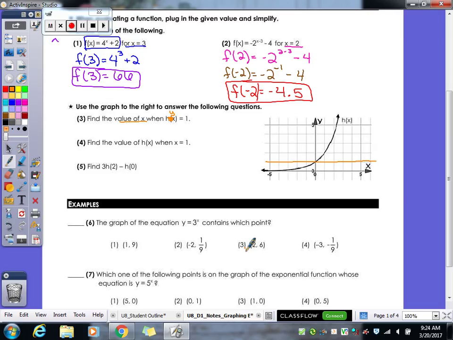So how many times does our graph cross the line that we just drew? Once. And what is the x value at that point? 0. This is where x is 0. And you went up 1.